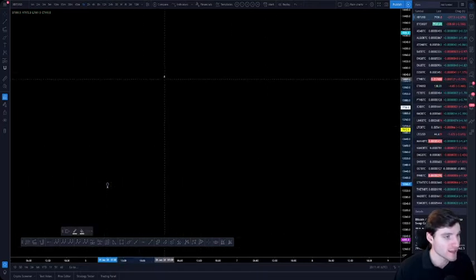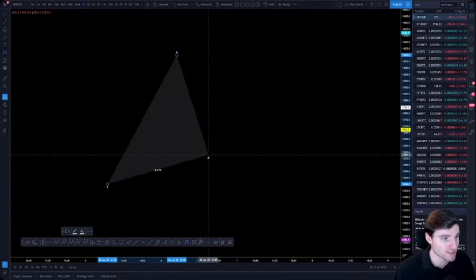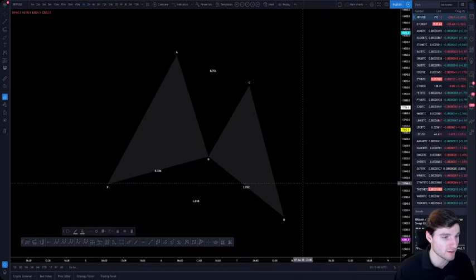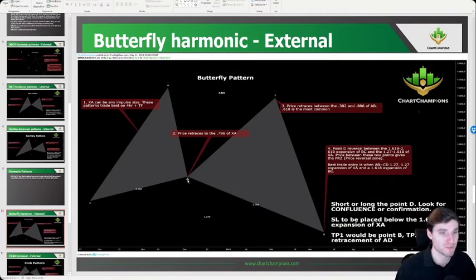Here, okay, impulse, we're looking for the 786, okay, and we're obviously coming down lower. Okay, so from the 786 of X to A, then price gets a heavy retrace, and we're looking, obviously, because that is a deep retrace for B.